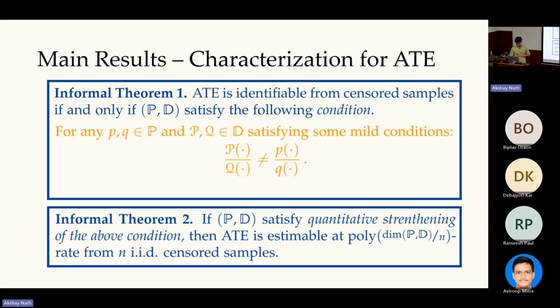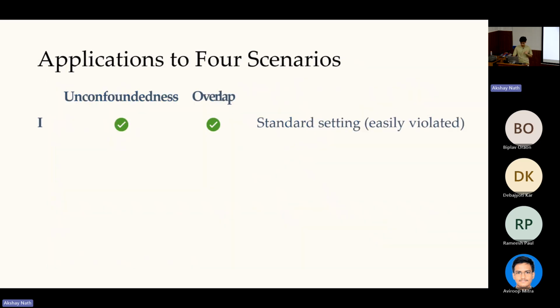Okay. So before getting to the proof, let's go over the applications and how they look. And then at the very end, I'll go over the proof of the result. So the standard setting, which I described earlier, is where both unconfoundedness and overlap hold. And in this case, people already know how to identify and estimate the average treatment effect. So in this setting, our result just gives another proof of the same result that was known earlier.